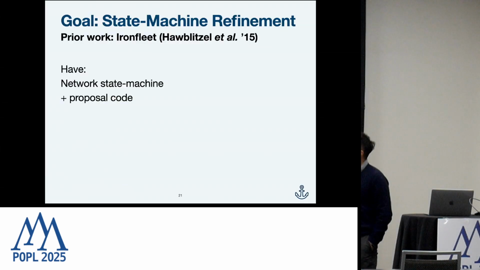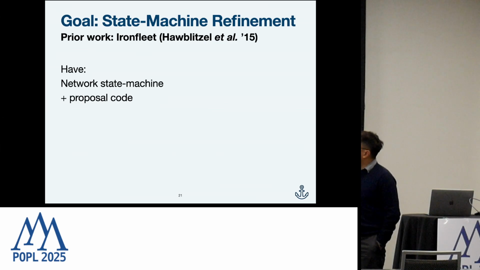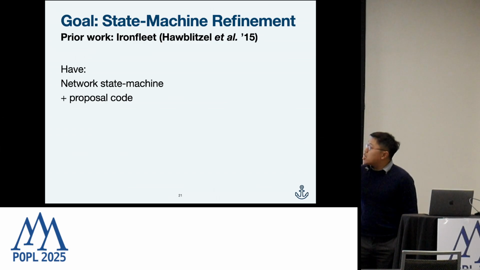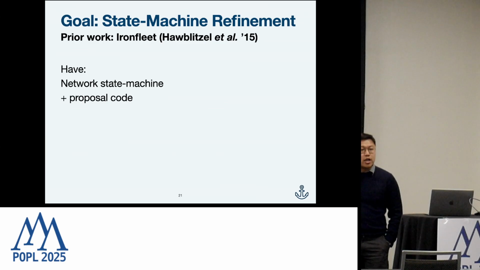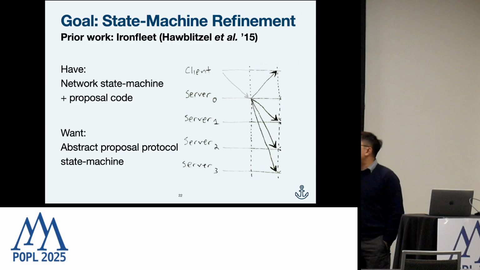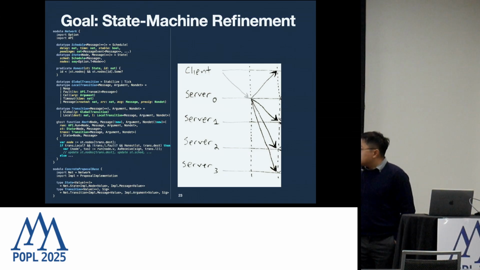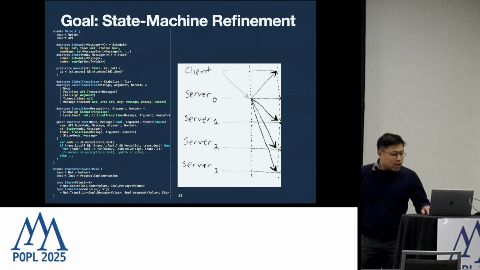Our goal is to prove a state machine refinement theorem about this code, similar to that in IronFleet, which is prior work from Hawblitzel and the rest in 2015. We start with a concrete state machine that models the network and calls into the code that I just showed you. And our goal is to show that it refines an abstract state machine that implements our protocol. On the left is our state transition system that models our network.